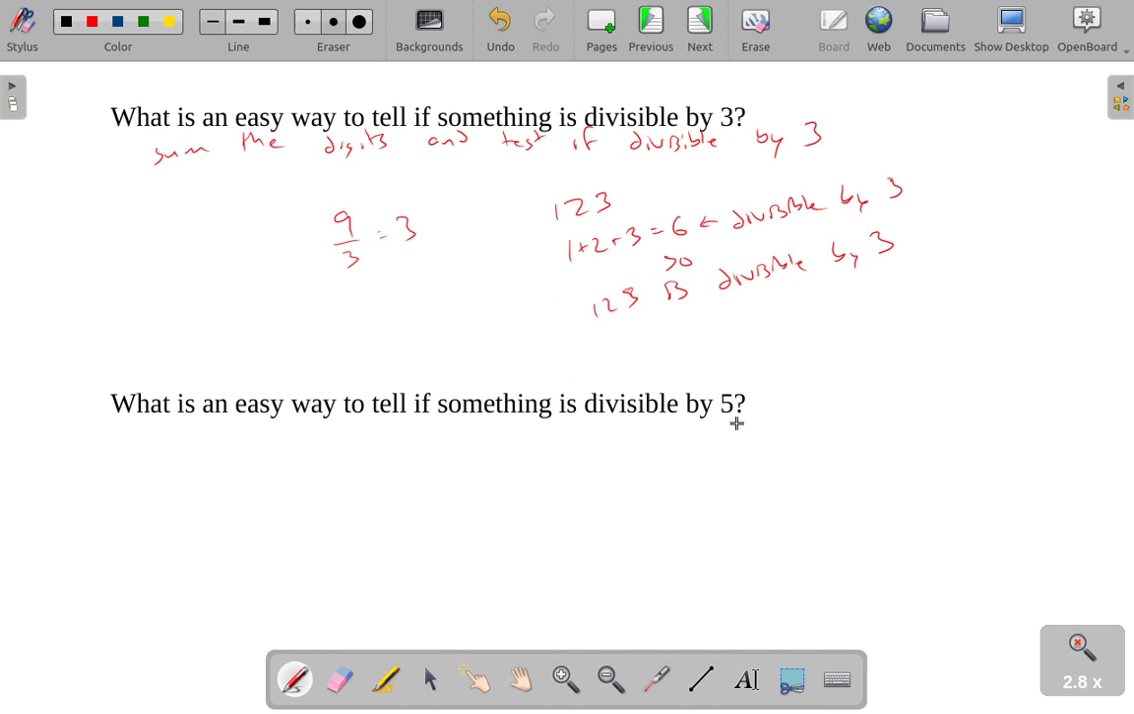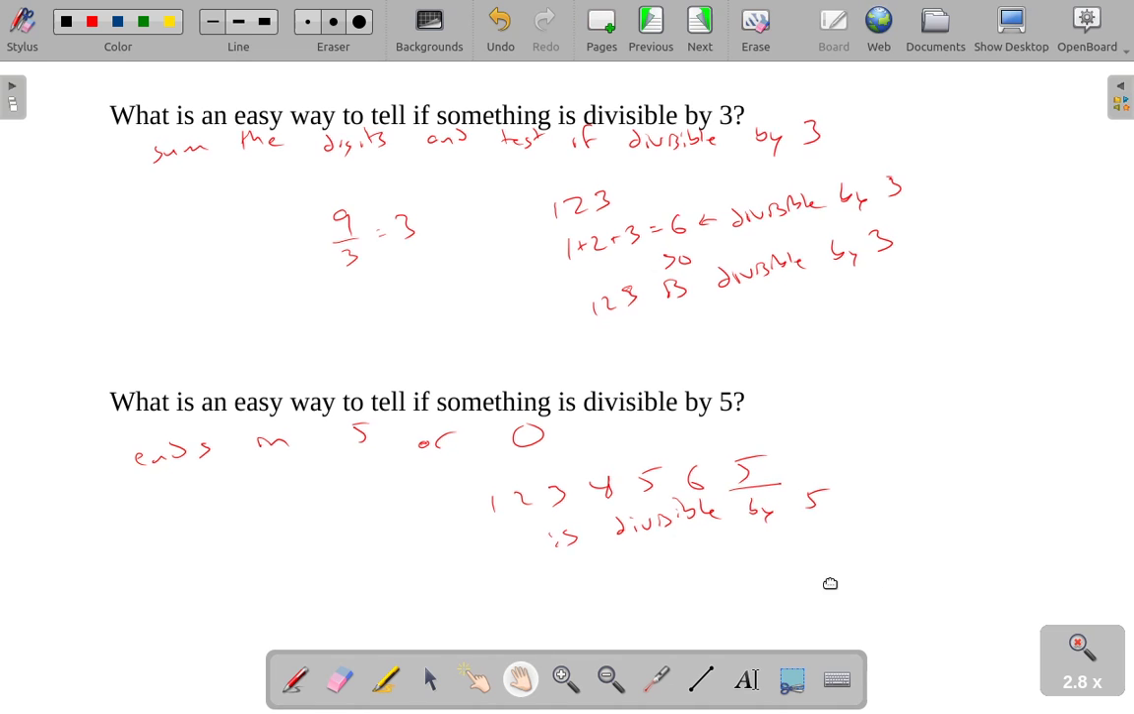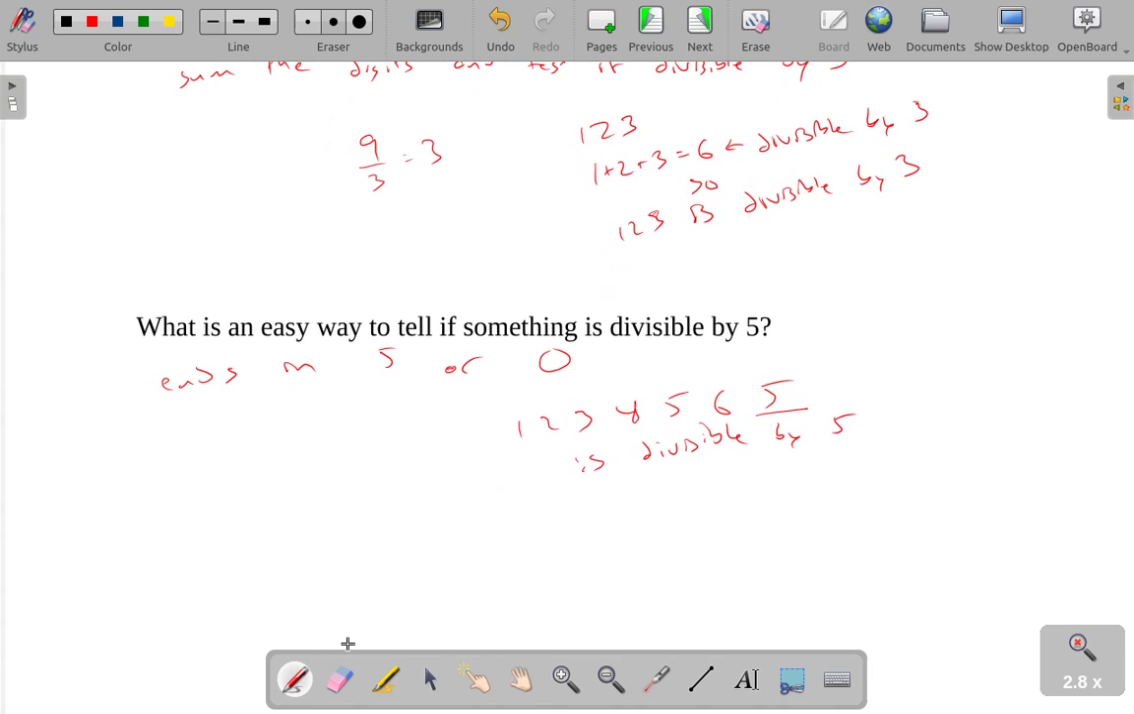All right, so that's the divisibility by 3 test. Divisibility by 5 test is another really easy one. If it ends in 5 or 0. So 123,465. This ends in a 5, so it is divisible by 5. Those are all the divisibility tests that I think are worth your time knowing.